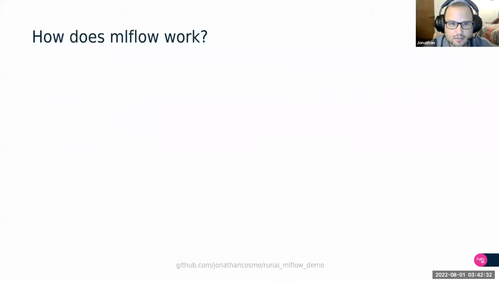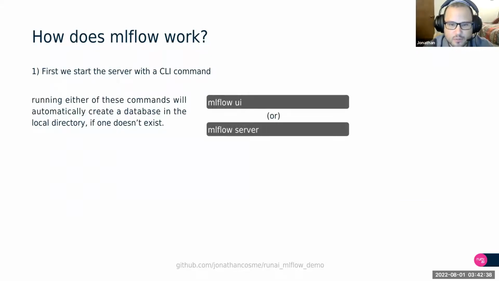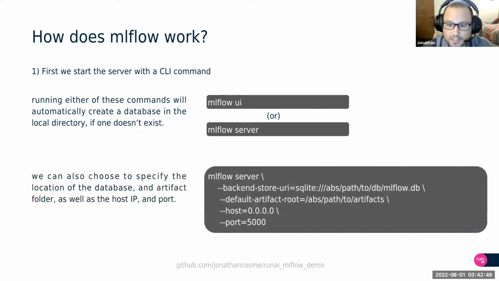In terms of how mlflow actually works, first we have to start the server with the CLI command, and running either of these will work. What's nice is that when you run these, if you don't specify anything and no database exists in the directory, it will automatically create that database for you. Alternatively, you can specify what database you want to use and where your artifact folder is going to be. You can also determine the host IP and port and a couple of other arguments when you start the server.